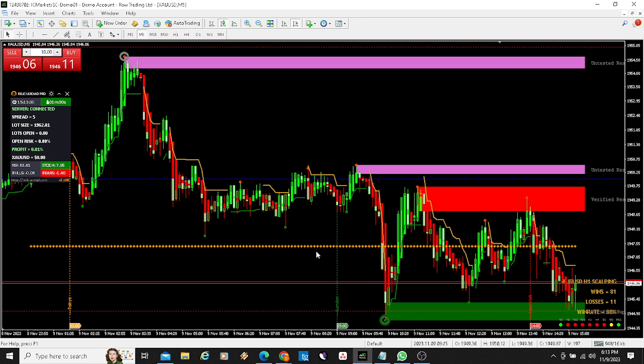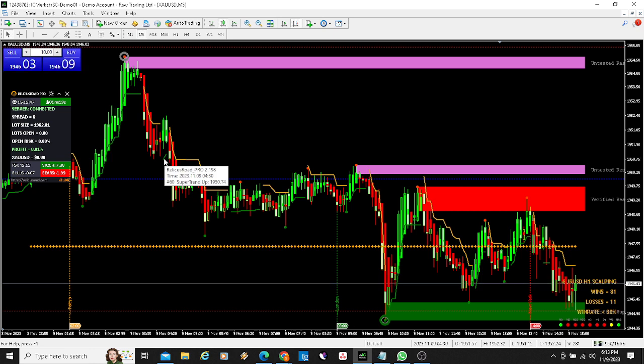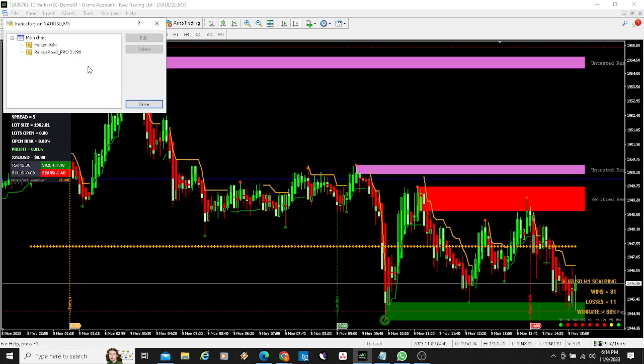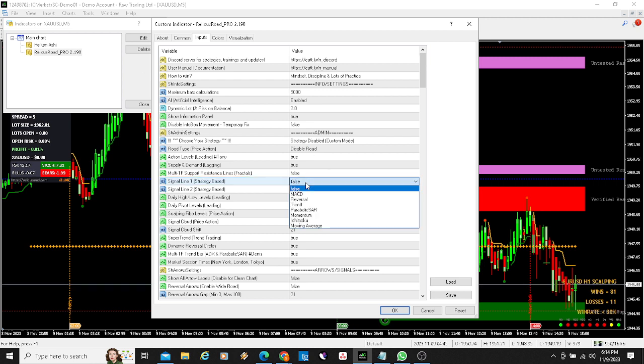Okay. Now the new additional confluence which I messaged yesterday to add into the strategy to avoid scenarios like this one. If you see this scenario, Super Trend appeared for a shorter time, but again it reappeared towards the sell position. In order to avoid this type of situation, we just go to the indicator settings and add the signal line as a parabolic SAR.